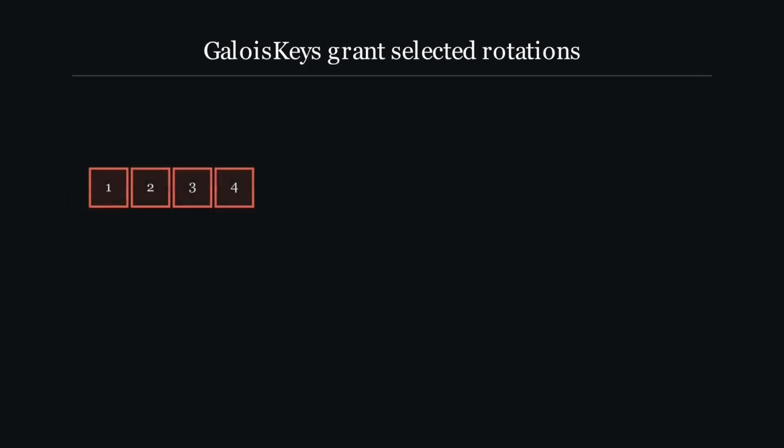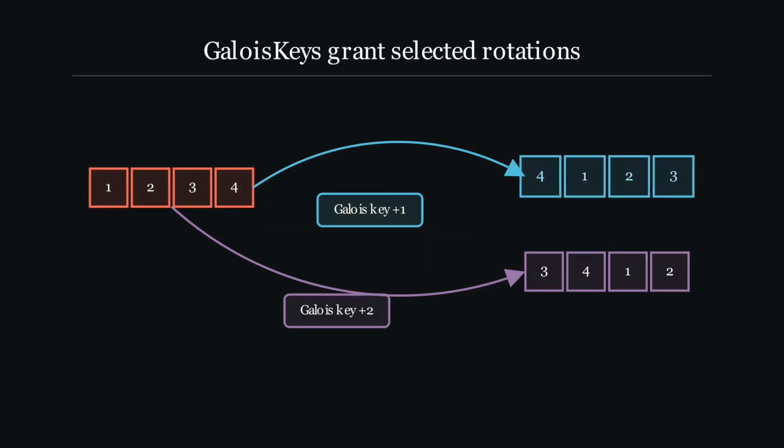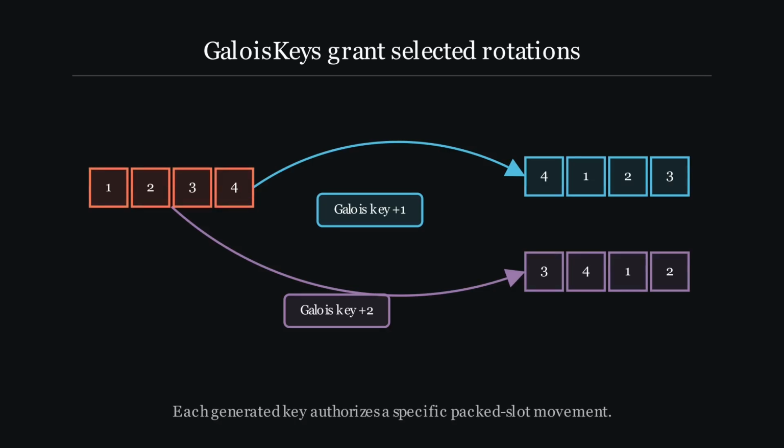Galois keys authorize movement between packed slots. The source vector contains 1, 2, 3, 4. A key for rotation by 1 produces 4, 1, 2, 3. A separate key for rotation by 2 produces 3, 4, 1, 2.